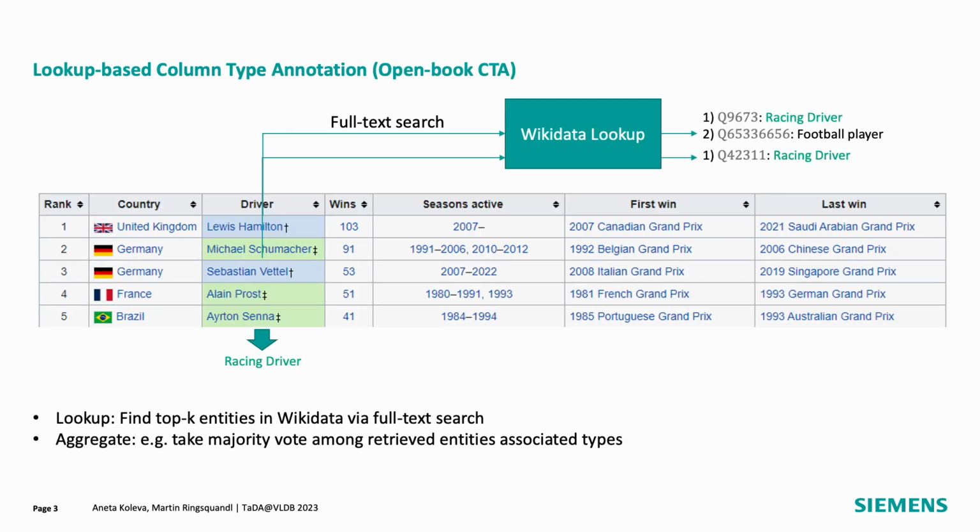This problem is commonly solved under the open book scenario, meaning that we have access to an online available knowledge graph that contains information about entities and their semantic types. Then, using a lookup-based service, the first step would be to search for entities from the specific column using the lookup service and then retrieve candidates that can be linked to the entities from this column. Then the column would be annotated with the semantic type that takes the majority vote among the retrieved entities.